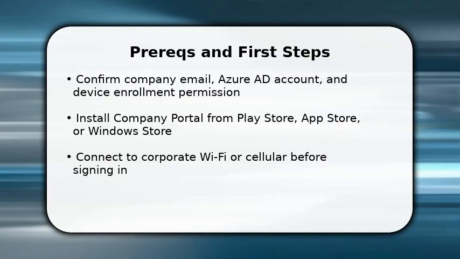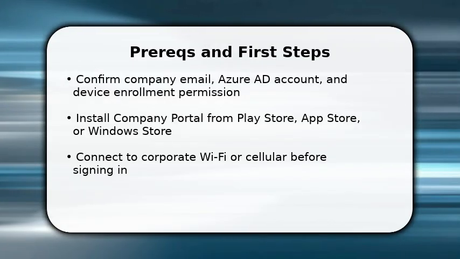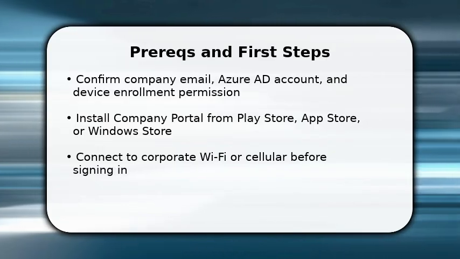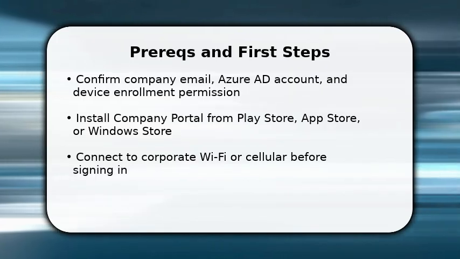You start by confirming prerequisites: your Azure AD account, corporate email, and device enrollment permissions. Once confirmed, install the Company Portal app from the store on your device. Sign in using your work credentials and accept the organization's permissions prompt so the portal can manage device settings. Make sure to allow location or device management prompts if requested. These are required for compliance checks.